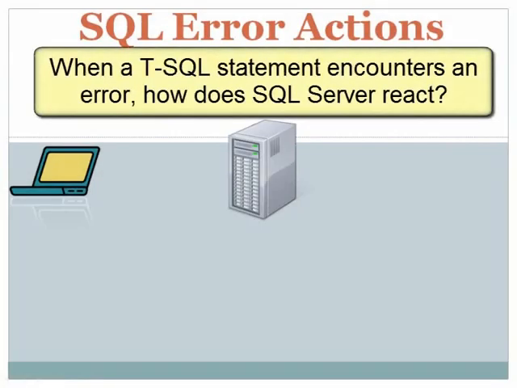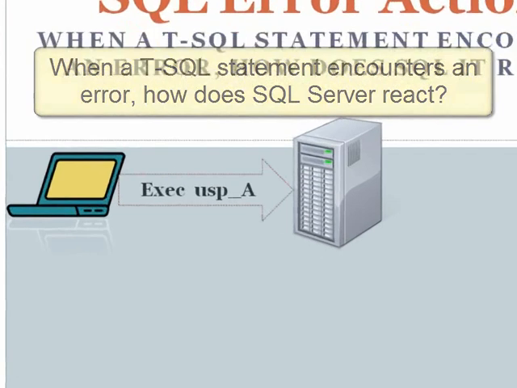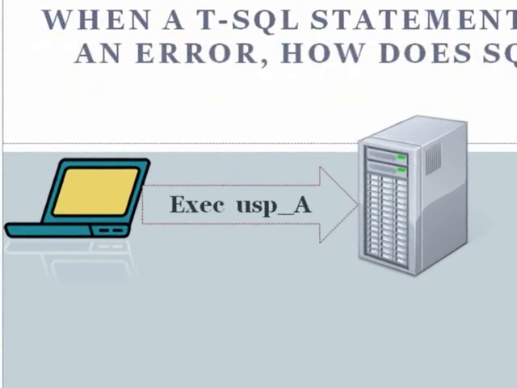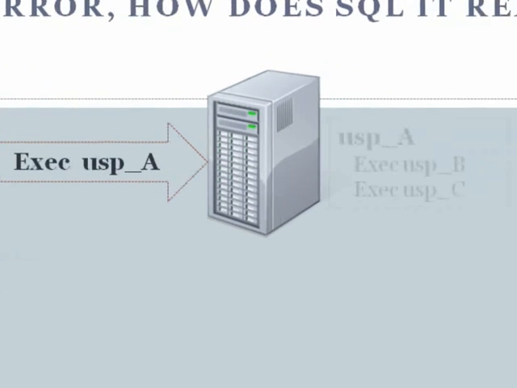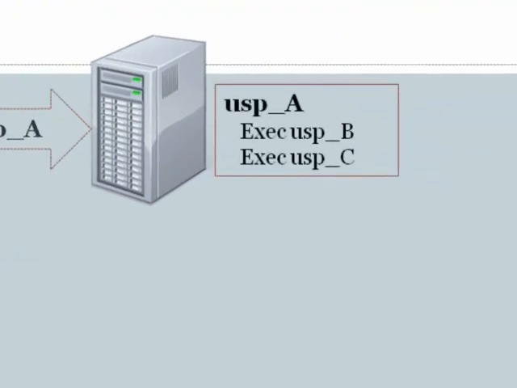Just how will SQL react when it encounters an error? Well, let's use an example. Let's say we're executing a stored procedure called user stored procedure A that sits on the server. Now, the job of this stored procedure is just to call two other stored procedures, user stored procedure B and user stored procedure C.